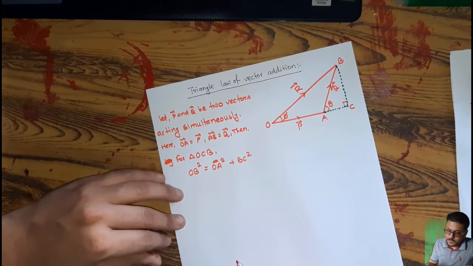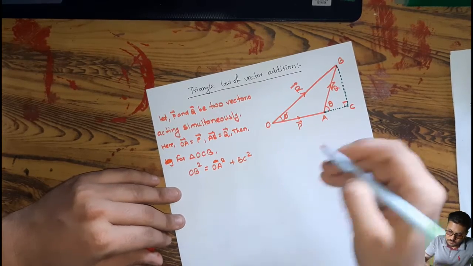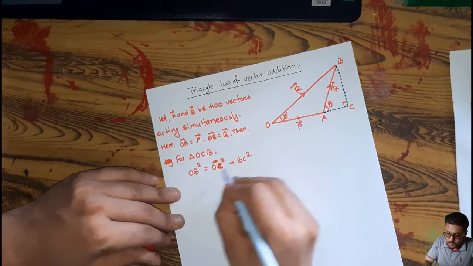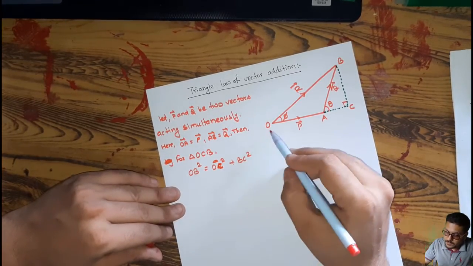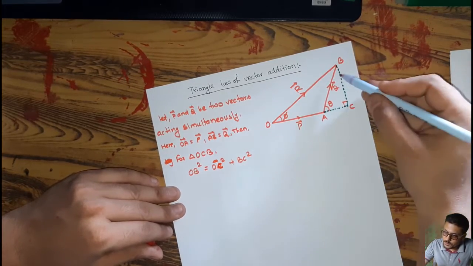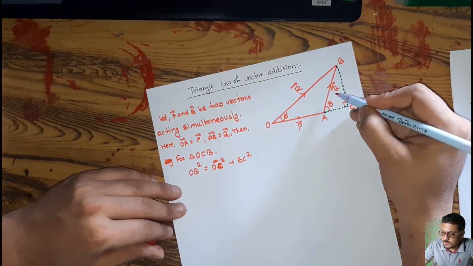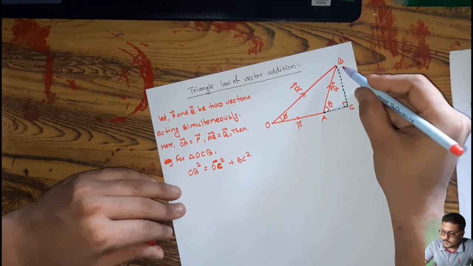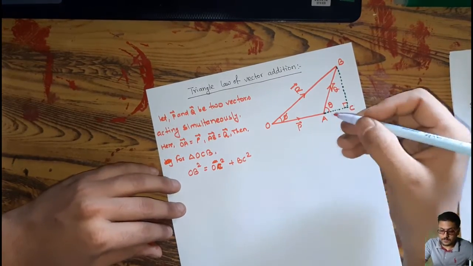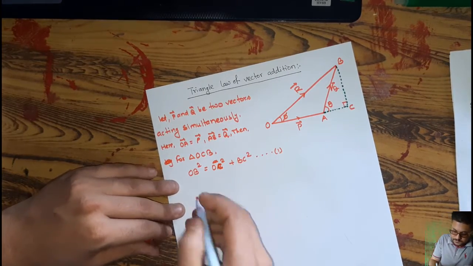We have the value of only OA. AC we have to calculate. And for BC, we don't know the value of BC. By using this Q vector and this angle theta, we have to calculate this BC and AC. Then we put the values here and we get the answer, equation 1.